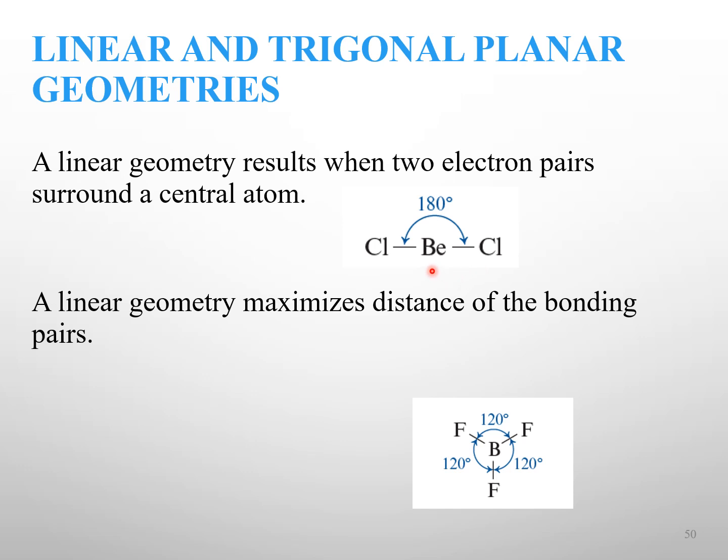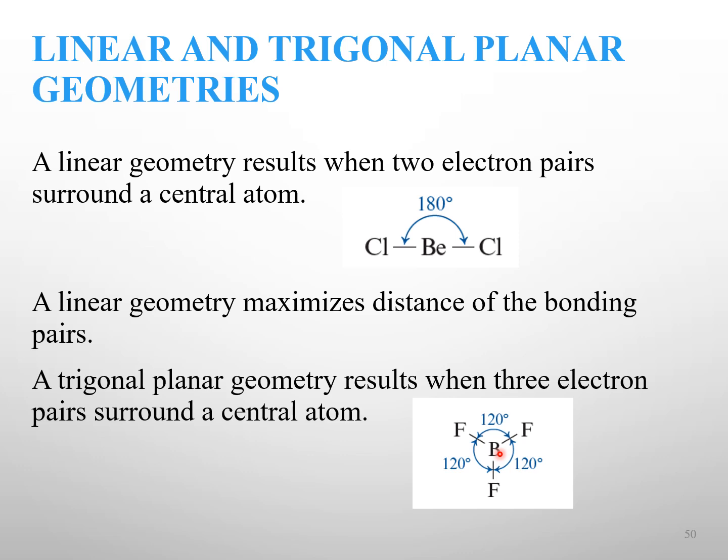The best way to spread out 2 groups is to spread them out by 180 degrees. So that's how you get a linear geometry. Now, if you have 3 groups here, the best way to split up 3 groups is to put all 3 of them on a single plane, 120 degrees from each other. So it kind of forms a triangle, and that's how we get trigonal planar here. So if you have boron and you need to have 3 friends, you spread them 3 ways, 120 degrees away from each other.